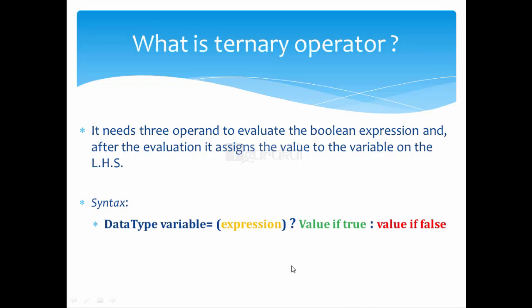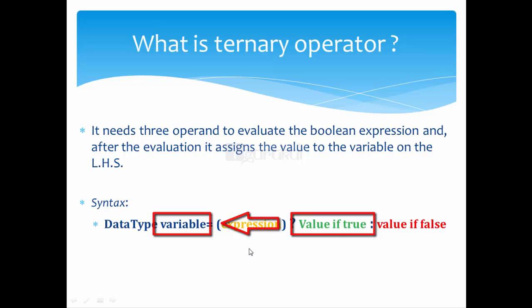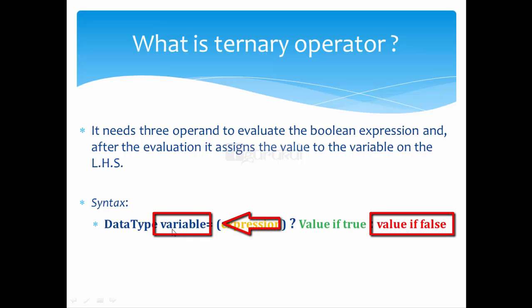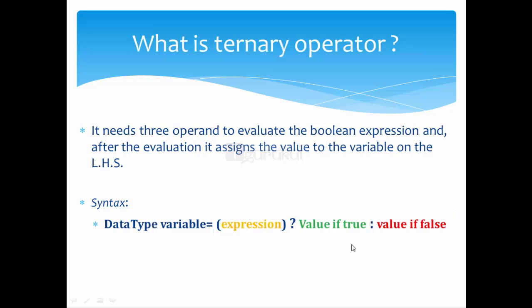As you can see in the syntax, we have to take a variable, then there will be an expression that will be evaluated. Then there are 2 values. If the condition is true, it will assign this value to your variable. But if the condition is false, it will then assign this value to your variable. In either case, your variable will be assigned a value. So let's take an example and see it for ourselves.